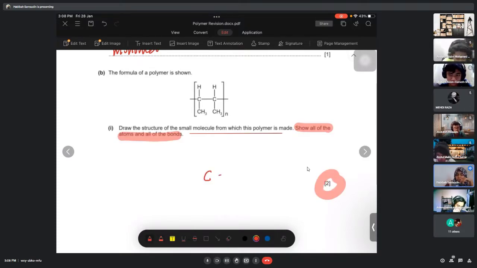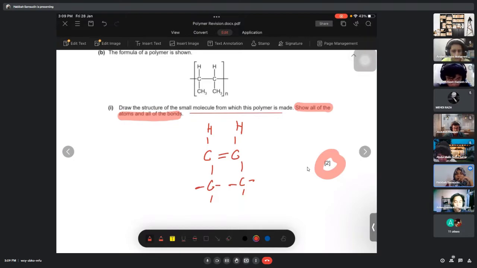So we have C double bond C, and then you have hydrogen, and then hydrogen, and then you have CH3. Show all the atoms and all the bonds. Teacher, can we write CH3 instead of showing C then? No, you have to show everything. Open the structure. Open up. Okay?